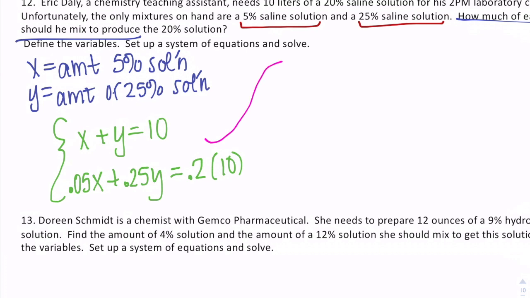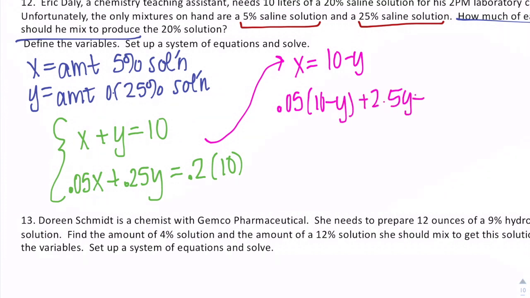All right, I'm going to go through and solve this. So I'm going to isolate that first variable. I'll isolate x. Doesn't matter what you isolate. We'll get the same answer in the end. So if I substitute it in, 0.05 times 10 minus y plus 0.25y equals 0.2 times 10, right? Distribute that 0.05. I'm going to use my calculator and plug that in.